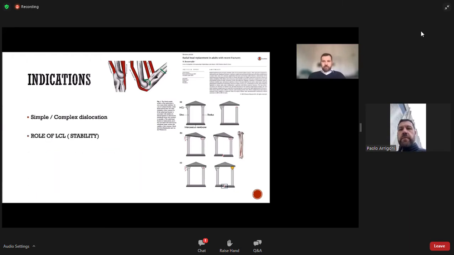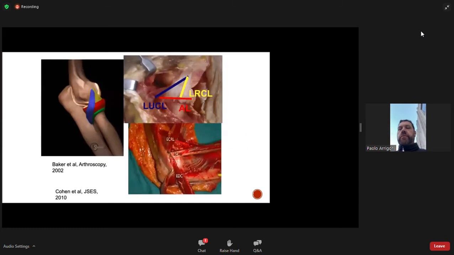Of course, in terms of indication, you can have a simple or a complex elbow dislocation. When I say simple, I indicate a dislocation without fractures. Complex means that you have a fracture dislocation of the radius. And there is definitely a role for the LCL. The stability of the lateral collateral ligament is fundamental.